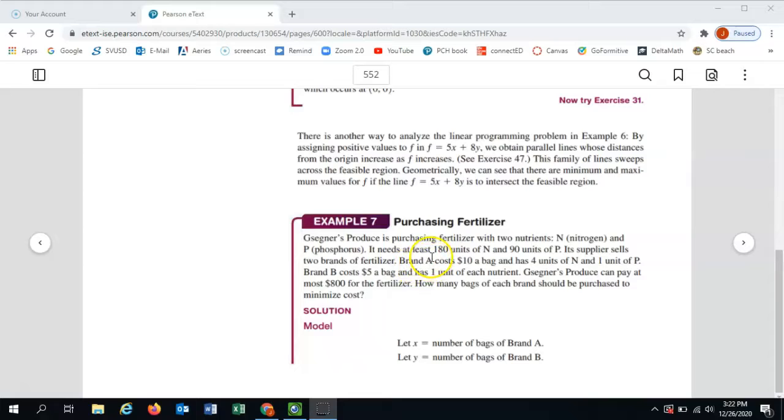So brand A, you'll notice that they're going to call that X, right? So the X's are going to represent the number of bags for brand A. And in brand A, one thing that we need to identify as a total is it costs $10 a bag. And notice that within a bag, there is 4 N's to 1 P, right?